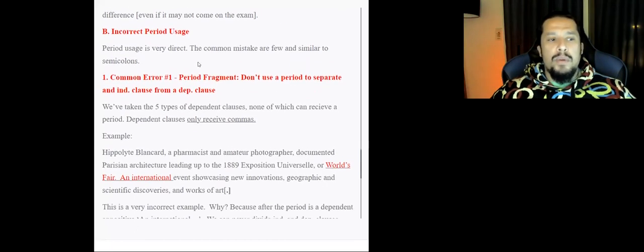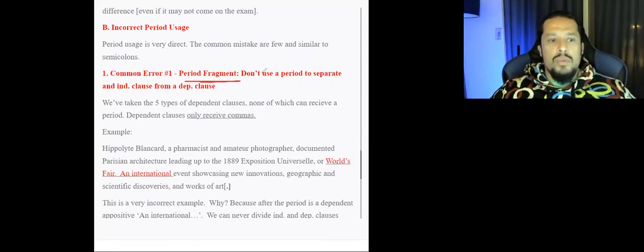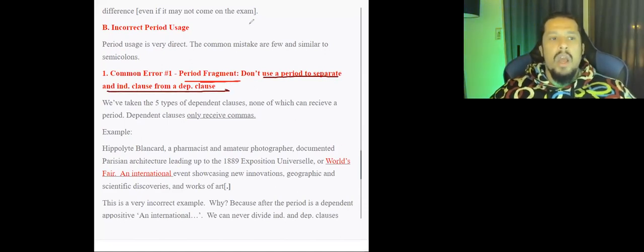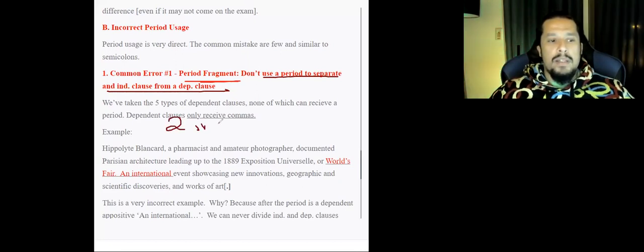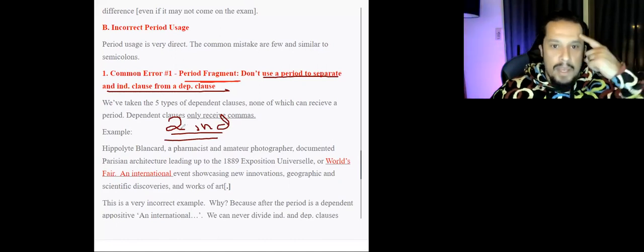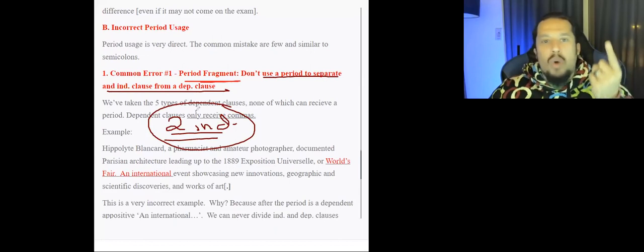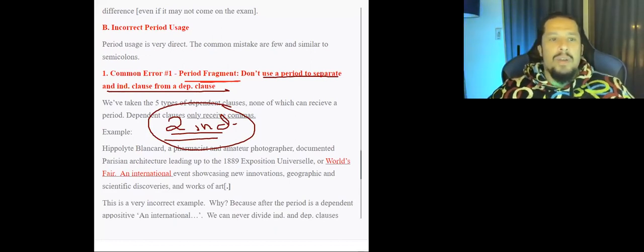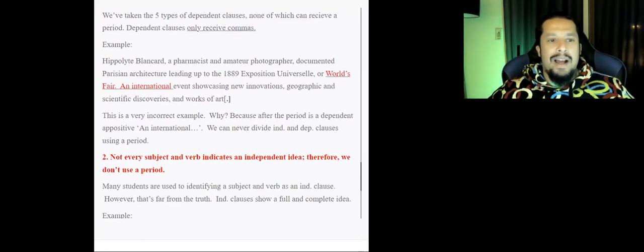Now, incorrect period usage, similar to the semicolon. Number 1 in period: fragments. Don't use a period to separate an independent from a dependent clause. We said this period is for two independent ideas. So if I want to check whether this period is right or wrong, what do we do? We check how many independent ideas. If I have one, I won't put a period. I'll show you an example. Right. Let me bust out my highlighter.